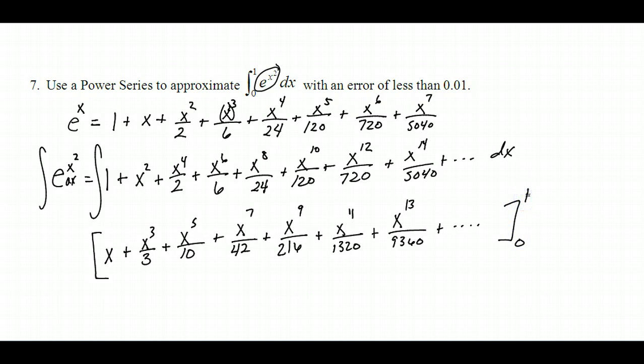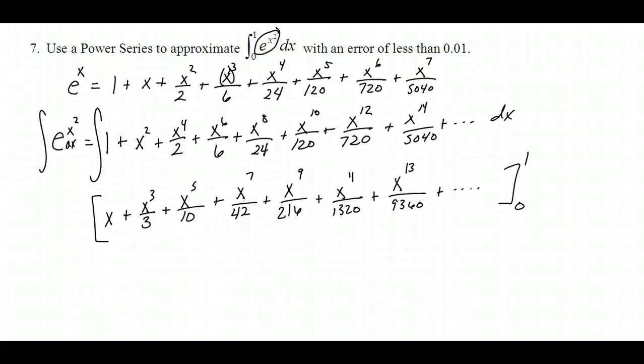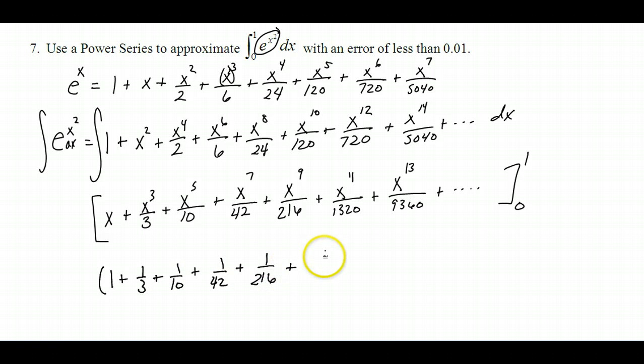I have to calculate from 0 to 1. Well, these will work out pretty nicely. Plugging in a 1, obviously you're going to get your 1 plus 1/3 plus 1/10 plus 1 over 42 plus 1 over 216. And you could go on as long as you would like here. The nice thing is when you plug in your 0, what's going to happen with every term? You're going to subtract a big fat 0 from that.